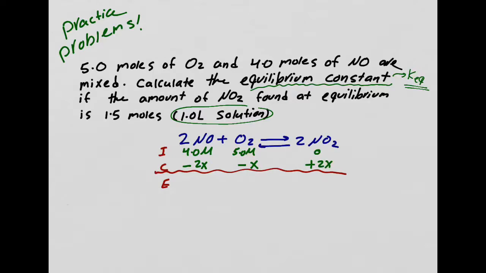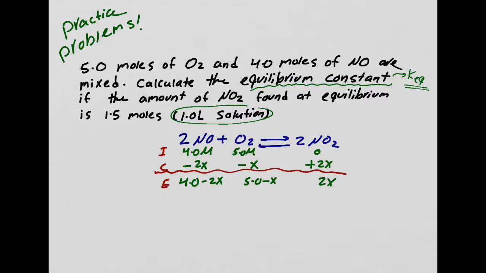And we said the coefficients matter because this is a mole ratio. For every 2 moles of NO that disappear, 2 moles of NO2 form. For every mole of O2 that disappears, 2 moles of NO2 form. Mole ratio, we've done this. So at equilibrium, it will be 4.0 minus 2x, then 5.0 minus x, and then 2x. The x tells us how much is going to disappear and how much is going to be formed.